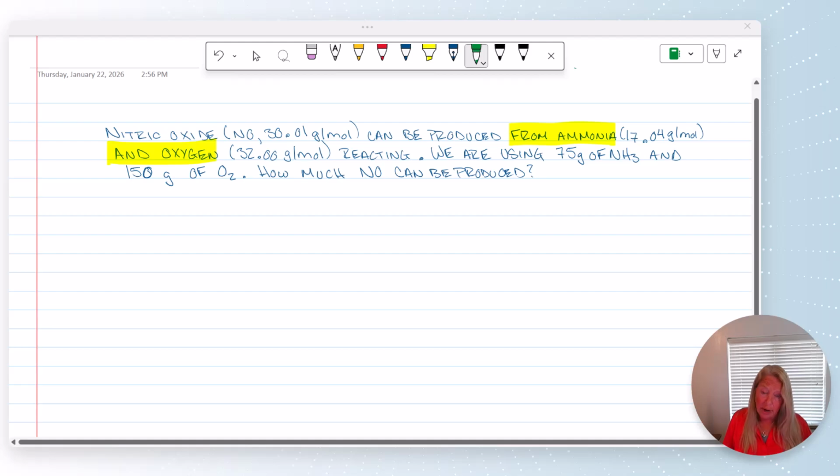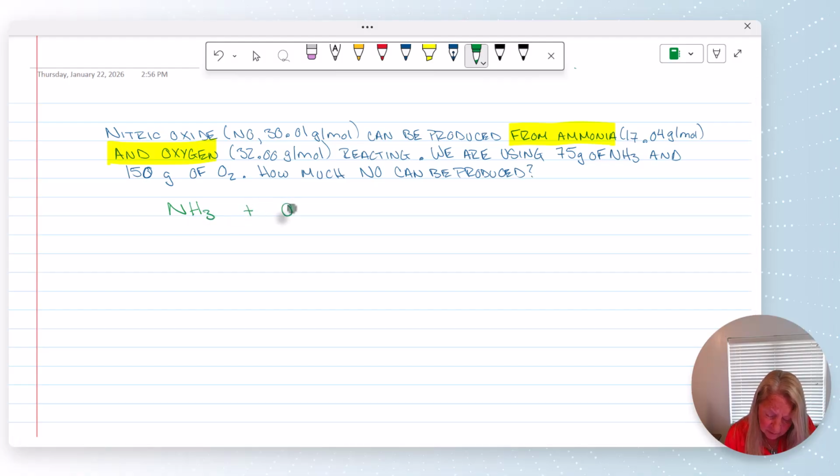And so let's just look at how this question is worded. Nitric oxide is produced from ammonia and oxygen reacting, and we're using 75 grams of ammonia and 150 grams of oxygen. How much nitric oxide can be produced? So first thing we've got to do is write a balanced equation. So let's start there. I have ammonia, NH3, reacting with oxygen. And that's going to produce, look at this, NO.